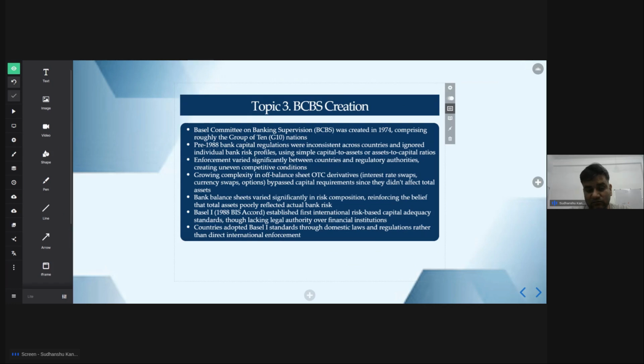And Basel I, which came in 1988 as the BIS Accord, introduced the first international risk-based capital standards. BCBS had no legal authority. Implementation relied on national laws. There was domestic adoption: countries adopted Basel I through national legislation and regulatory rules, and this decentralized enforcement remains a defining feature of Basel standards. Okay, so that is what happened in the BCBS creation.